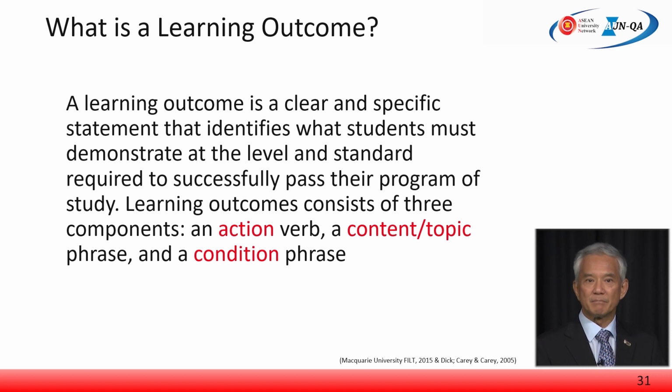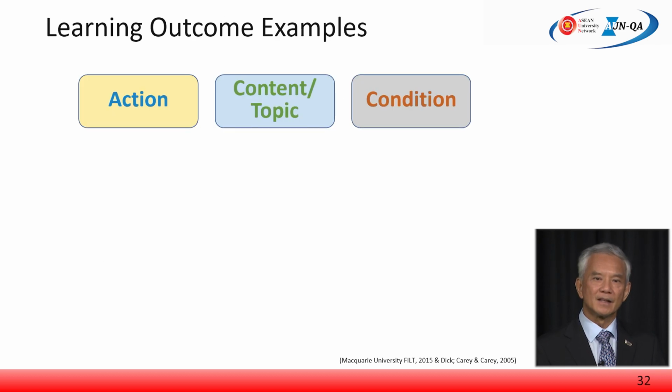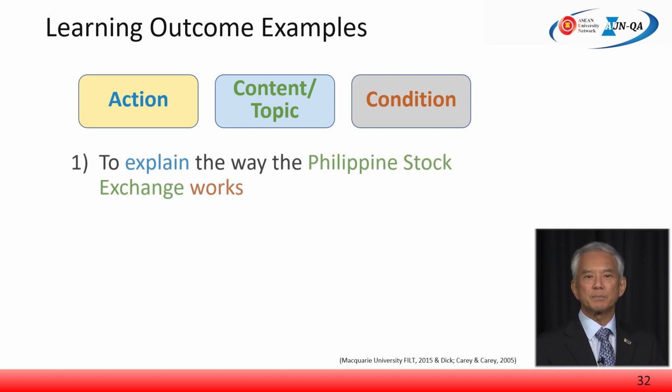Learning outcomes consist basically of 3 components: an action verb, the content or topic phrase, and a condition or a what phrase. The first component is action, to do something. For example, to explain the way the stock exchange of a particular country works. The explanation is the action. And then there is the content or the topic. The content is the stock exchange of a particular country. And finally, there is a condition. In this case, the condition is how the stock exchange works.